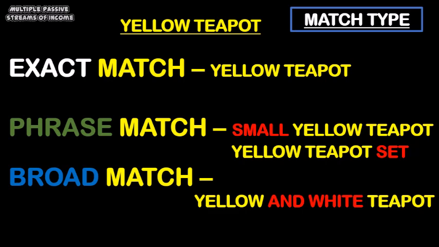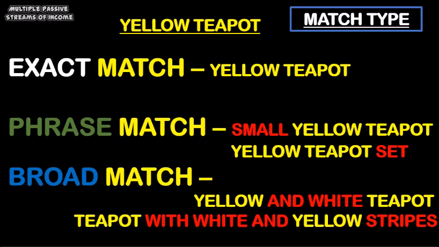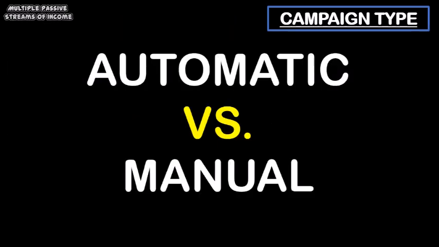In order for my listing to show, I would have to have a broad PPC campaign, which says, show my listing if the words yellow and teapot appear in any order. So a search for a teapot with white and yellow stripes may allow my listing to be seen if I'm running a broad match campaign. But this search query would not allow my listing to be shown if I'm running a phrase or exact PPC campaign. Now that we understand match types, let's talk about automatic versus manual campaigns.